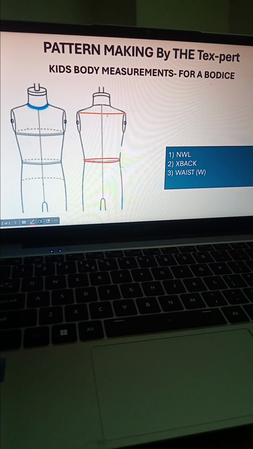We can measure other measurements, but because we are simplifying everything on this channel, these are enough. They can give you a perfectly fitting garment for a kid, because a kid has not developed most of the parts. You find the cross back and the waist are actually similar to the bust because they don't have developed breasts. So we are stopping here.